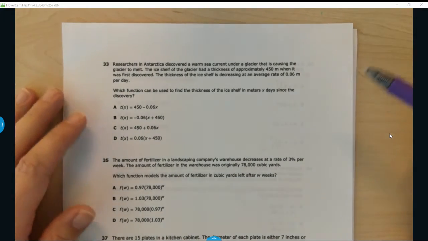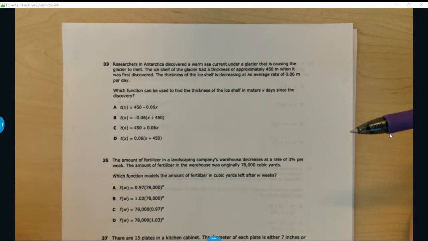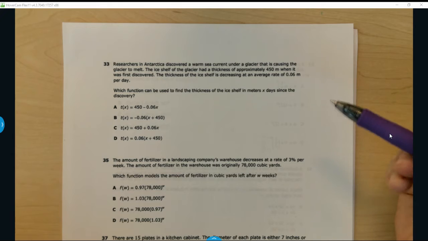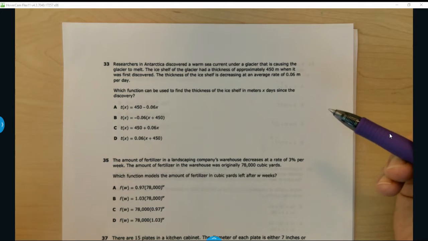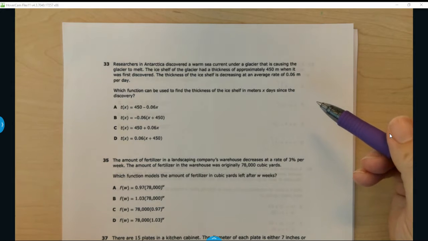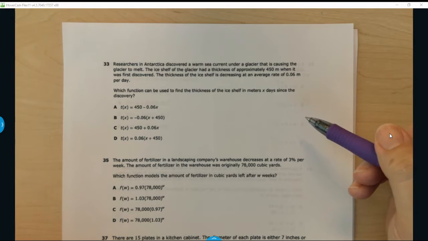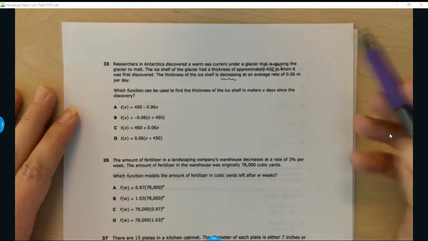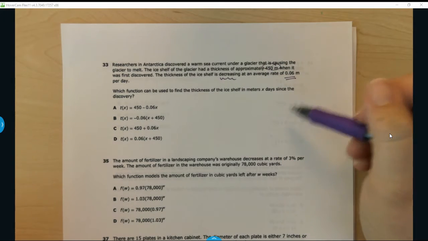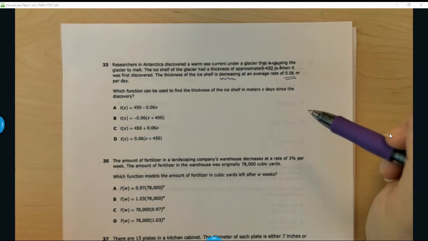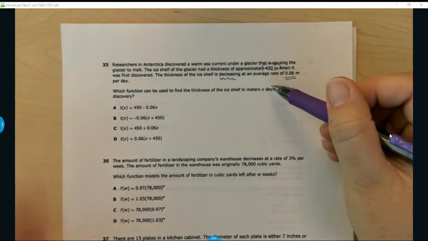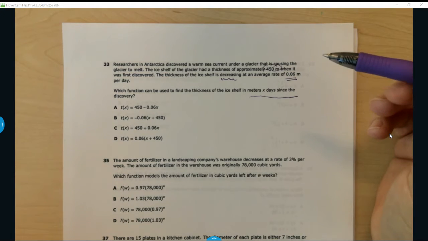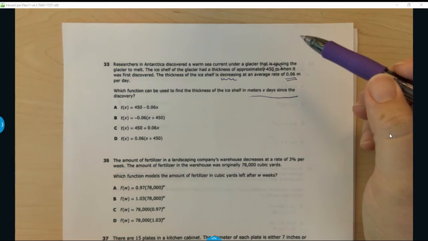Okay. On number 33, researchers in Antarctica discovered a warm sea current under a glacier that is causing the glacier to melt. The ice shelf of the glacier had a thickness of approximately 450 meters when it was first discovered. The thickness of the ice shelf is decreasing, so 450 is decreasing at an average rate of 0.06 meters per day. Which function can be used to find the thickness of the ice shelf in meters, X days since the discovery? Okay, so if it's decreasing, you are taking away.